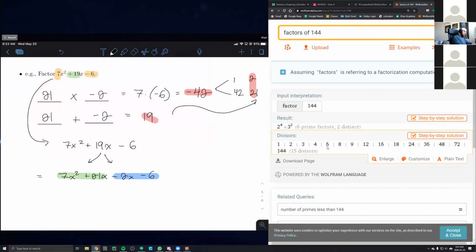So for my first two terms, I recognize that I have a 7 and a 21. Both of those are divisible by 7, so I can factor out a 7, and both of them have an x, so I can also factor out an x. So 7x, and then I write whatever is left over. If I factor out a 7x, I will be left with x plus 3.